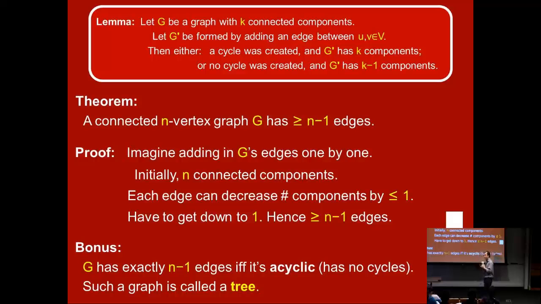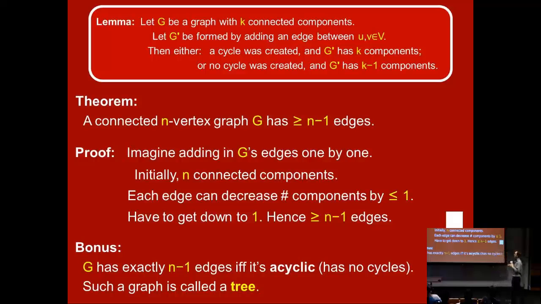Well, suppose you want to connect it with exactly n minus 1 edges. It means that in this process, when you're adding the edges back, you have to go down by 1 every single time, because otherwise you can't get from n connected components down to 1 in n minus 1 steps. So every time you add an edge, you're doing this part of the lemma, going down by 1, which means you're never creating a cycle. So if you do it with n minus 1 edges, you can never create a cycle as you go, which means that the graph has no cycles. That's our 100th definition, maybe. No, there's more. It's called an acyclic graph.